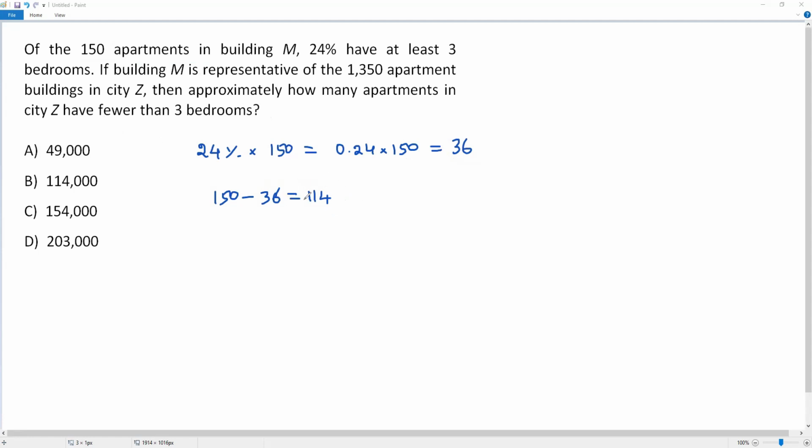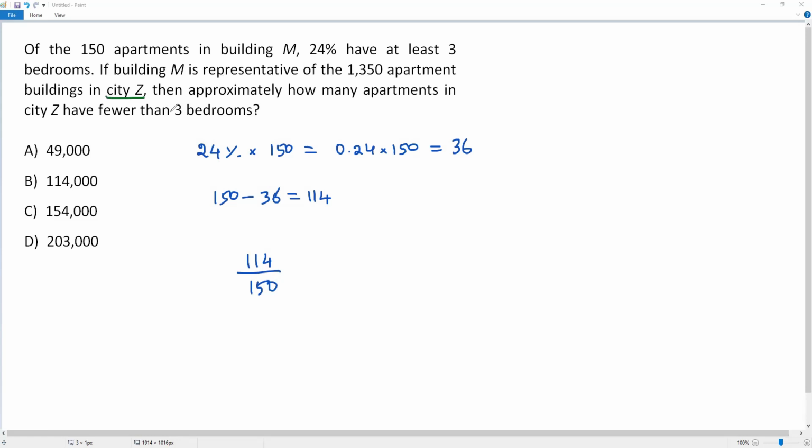Now, to get the fraction of apartments which have fewer than 3 bedrooms, we have to divide the number of apartments which have fewer than 3 bedrooms by the total number of apartments in building M, that is 150. So this is the fraction of apartments in building M which have fewer than 3 bedrooms. Now, let's find the total number of apartments in city Z.